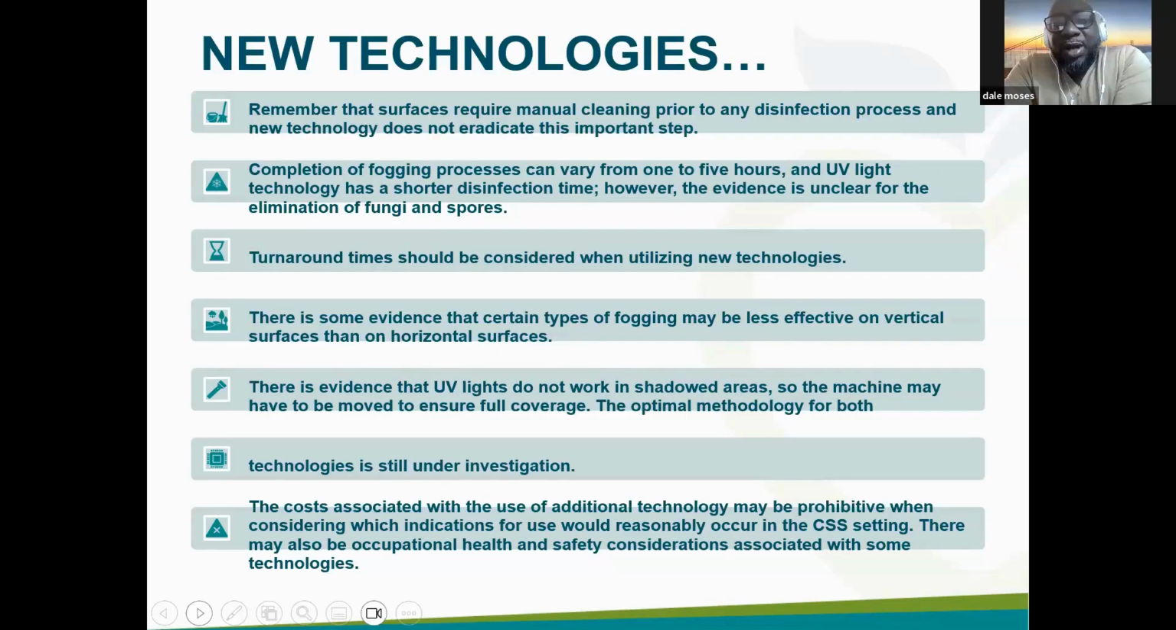There is some evidence that certain types of fogging may be less effective on vertical surfaces than on horizontal surfaces. And there's evidence that UV lights do not work in shadowed areas. So as I said originally, if it's an area that's shadowed, the UV ray doesn't get into it, and it's not being cleaned or disinfected. A lot of these technologies are still under investigation, still being looked at as well.